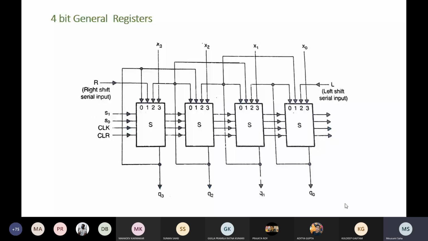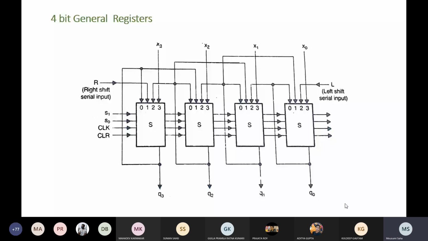Okay, so what has happened? First, input line 0 for all the cells, you can observe, is connected with the outputs Q0, Q1, Q2 and Q3. So obviously, if S1 S0 equals 0, 0, whatever the previous value was, that will be continued. So no operation is done here, just whatever the previous outputs were, that value you get at the next clock pulse.